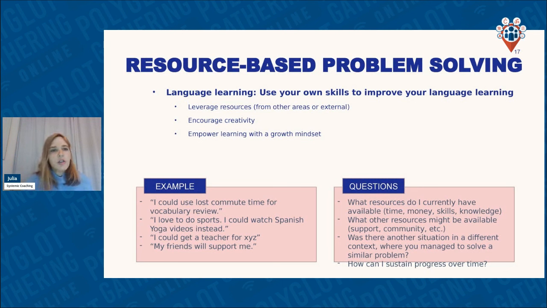And sometimes it happens that you cannot come up with a solution. Like you're like, I don't have resources in this area. I don't know what to do. A coach might ask you if there was another situation that is somehow similar to language learning, where you actually managed to solve a similar problem, which will then help you to identify resources you didn't know you have, and also help you to look at how you could sustain this progress over time.